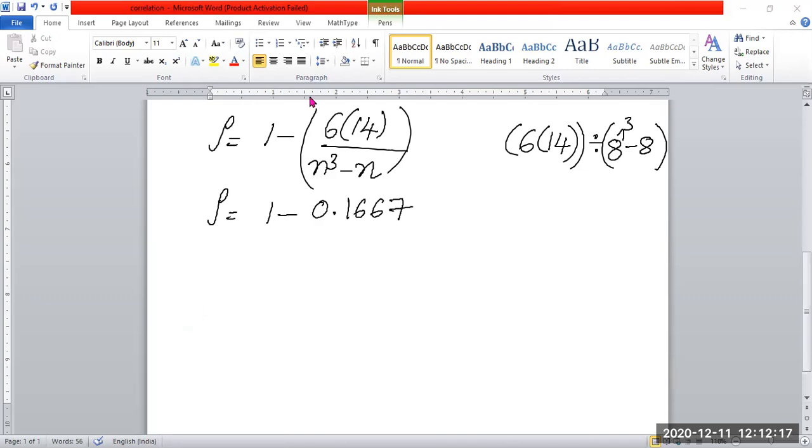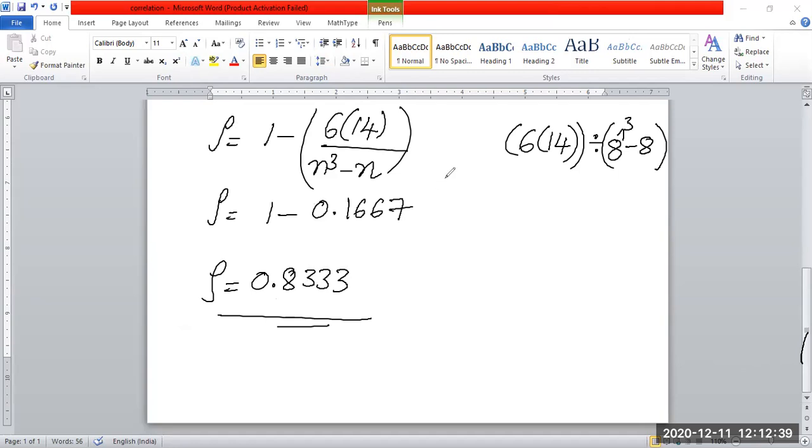0.1667. Similarly, rho is equal to 1 minus that answer, the total answer here, 0.8333. Yes, this is the answer, 0.8333.